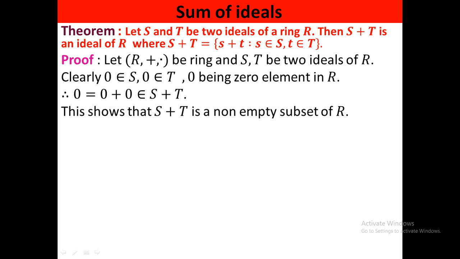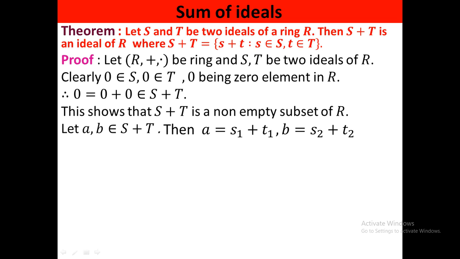Now we will check the first condition. For that purpose we consider a and b to be two arbitrary elements of S plus T. Since a belongs to S plus T, a will be in the form of a sum of two elements, the first element from capital S and the second element from capital T. So a equals s1 plus t1, and b is also in that form, that means b equals s2 plus t2. Here s1, s2 are two elements of capital S and t1, t2 are from capital T.